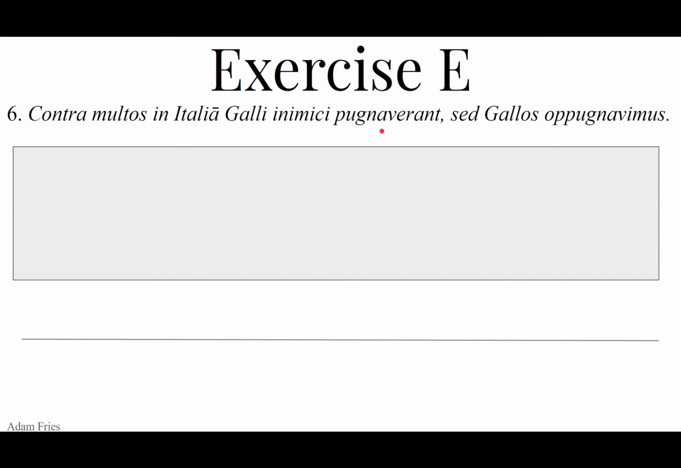Optime sexta. Contra multos in Italia Galli inimici pugnaverant, sed Gallos oppugnavimus. Contra, a preposition meaning against, takes the accusative case. That explains multos in the accusative case, plural masculine of multus, much, plural, many. Against, many, against the many. Reason for this is because of the preposition contra. You could also imply that's motion towards. It's like against. We're moving against the many.